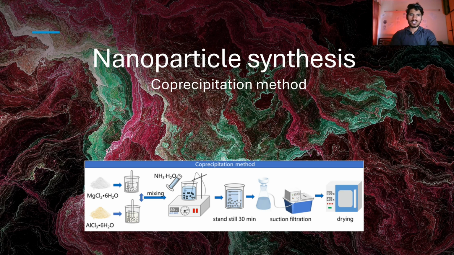For the co-precipitation method, you know that there are two salts and you have to mix them, and then you have to add a base and stir. After stirring, there will be the formation of precipitates. You can separate these precipitates and dry them overnight, and then the nanoparticles will be formed.